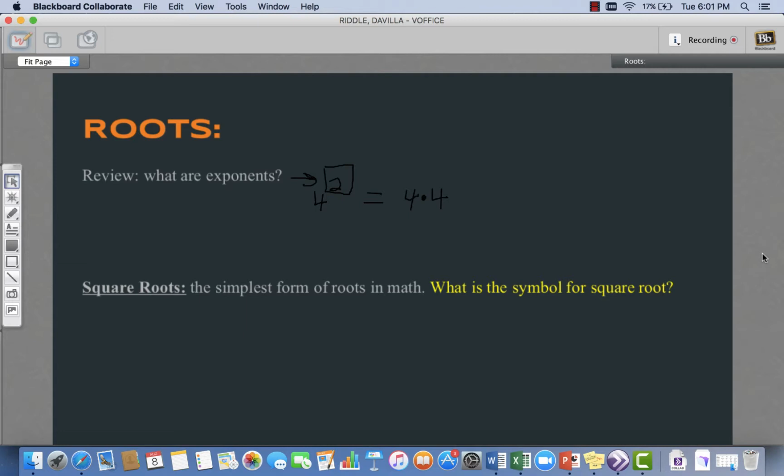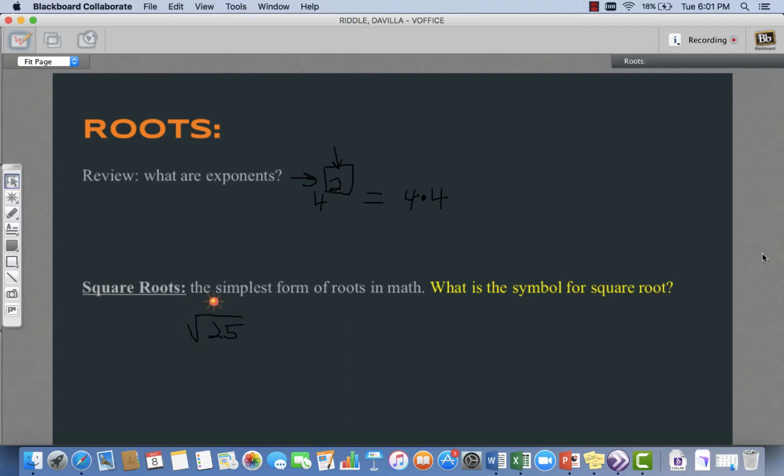Roots are exponents in disguise, but rather than with whole numbers, they're in fraction form. One very common root is what's known as a square root. It's the simplest form of roots in math. If you're wondering what the symbol for a square root is, it often goes in the form of this, which is the square root of, let's say, 25, for example. This line right here is what is known as a square root.